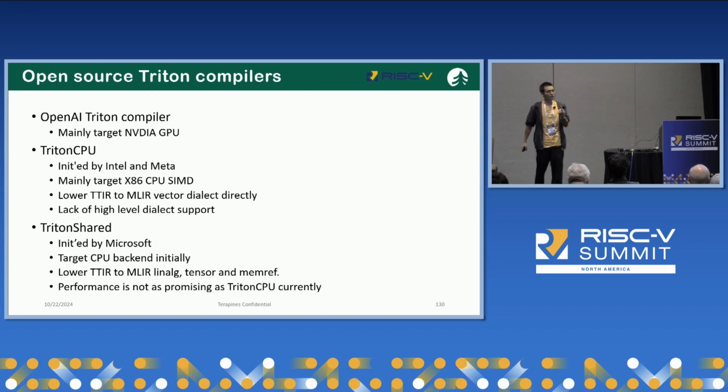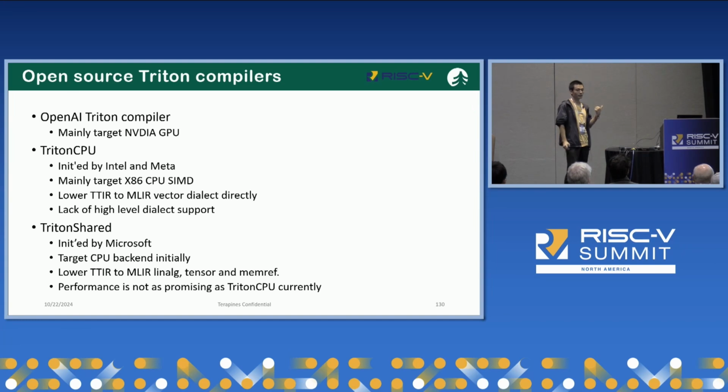Okay, so for a programming language, there should be some compilers. To the best of my knowledge, there are three compilers. The first one is the official OpenAI Triton compiler. It mainly targets NVIDIA GPUs, and it's also an MLIR-based compiler.